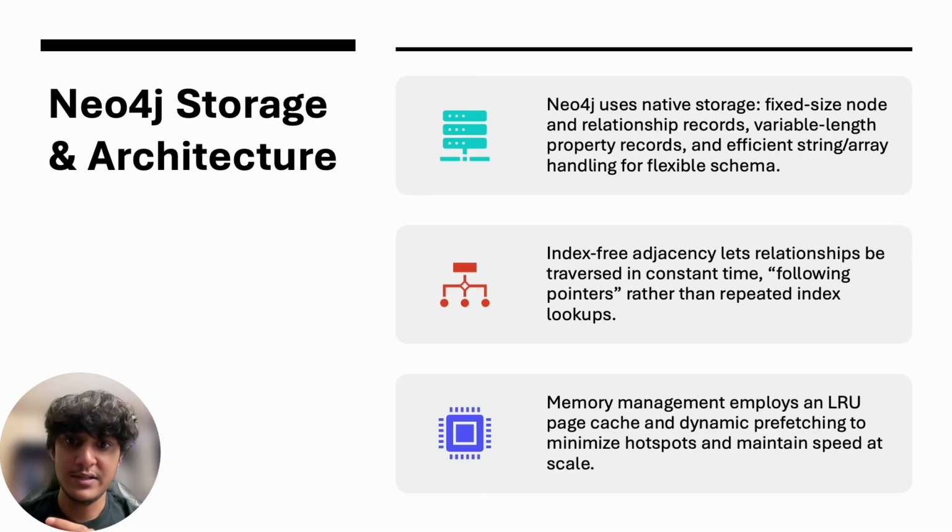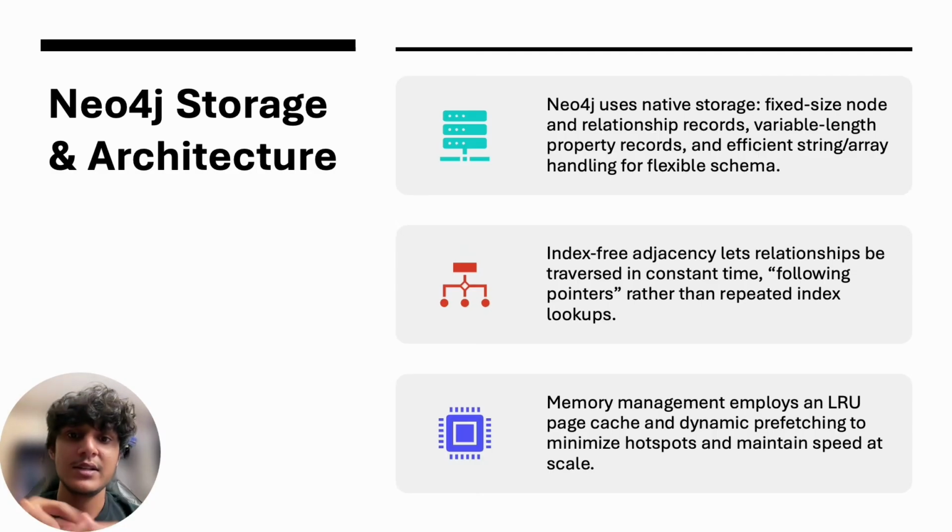The real magic is index-free adjacency. In a relational database, when you want to find connected records, you have to look up an index, scan through it, and then retrieve the matching rows every single time. But in Neo4j, relationships are stored with pointers directly to the connected nodes. So when you traverse from one node to another, it literally just follows a pointer. This is constant time, no matter how big your database gets.